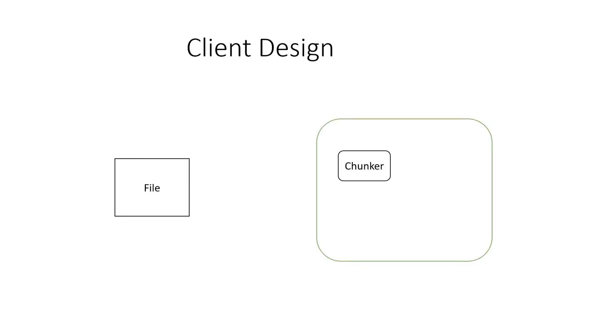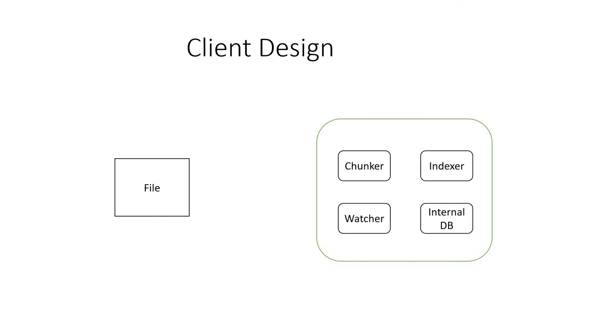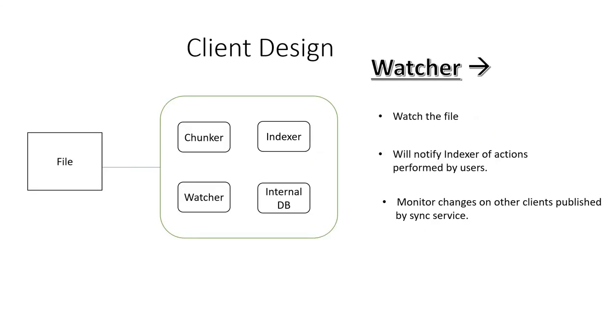Now in the client, we can keep a chunker, an indexer, a watcher, and an internal DB. What are all these four components? So let's discuss one by one. The first thing is the watcher. Now the use of the watcher is that it will watch the file. Basically, if the user is performing any action on the file, it will take note of that action and it will inform the indexer that something has changed or the user has performed an action on that file.